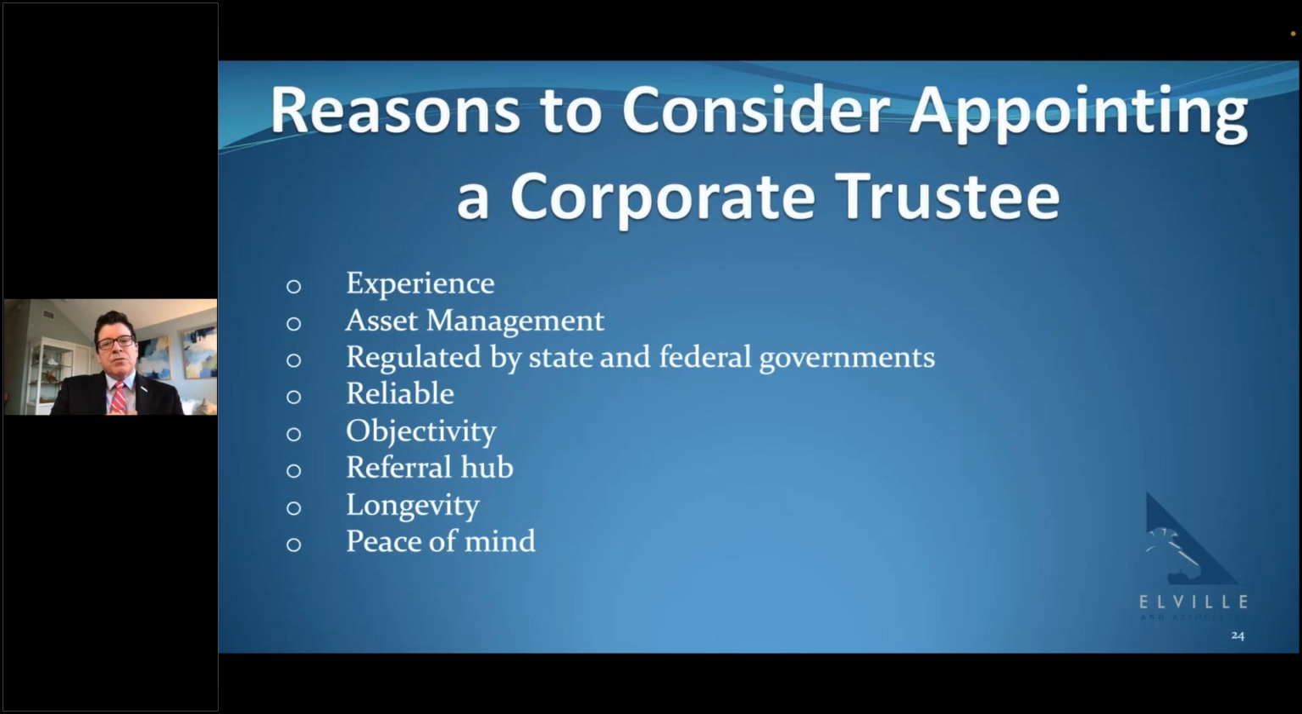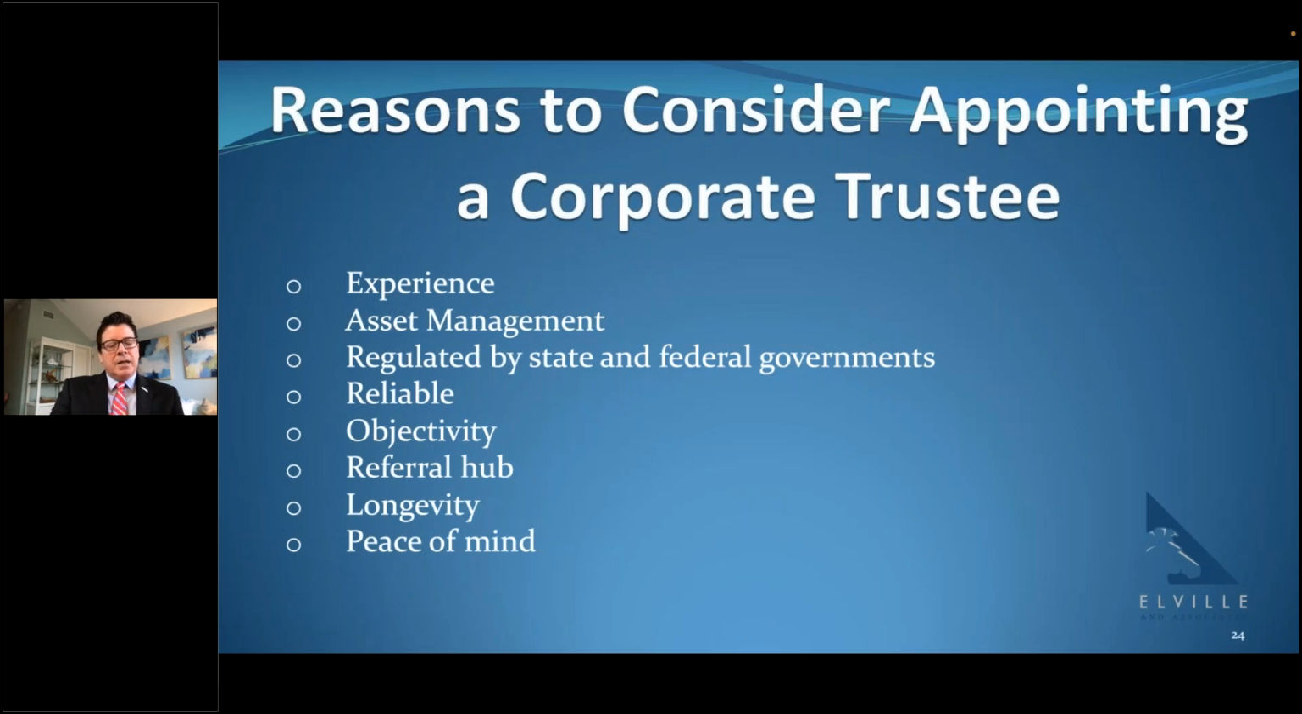Corporate trustees, let's talk about this for just a moment. Some of you have wonderful relationships with your financial advisory firms. You want that firm to continue to manage your trust assets after your passing, perhaps. Their experience, their asset management, their objectivity, okay? Their independence. They are arm's length. They are not family members. They are regulated by the state government and the federal government. They must provide a schedule of fees. Generally speaking, there's going to be an element of reliability. They are a referral hub for a lot of information. Generally speaking, they have longevity. This could give you, and does give many people, peace of mind.